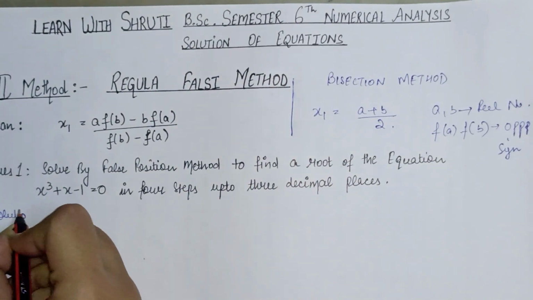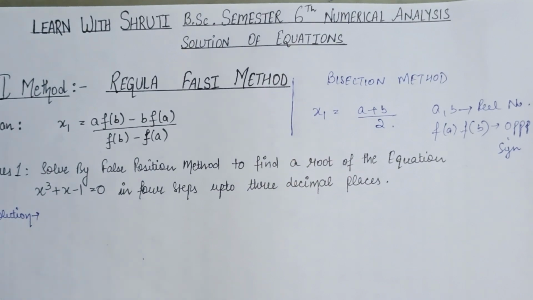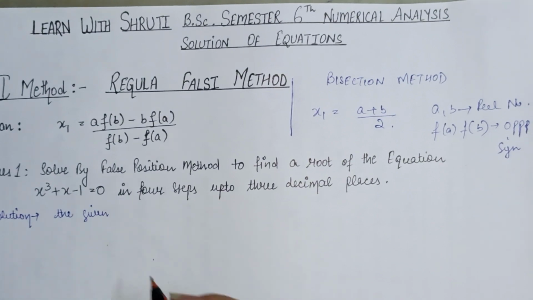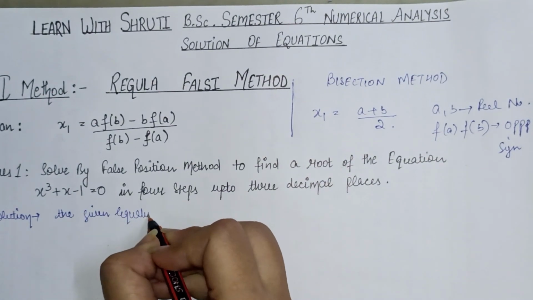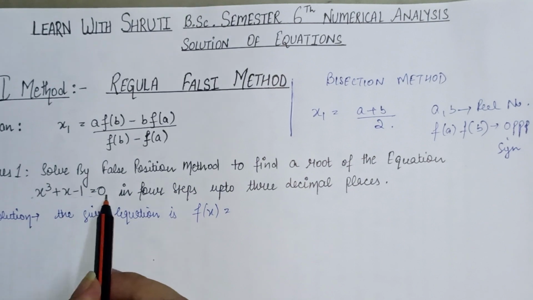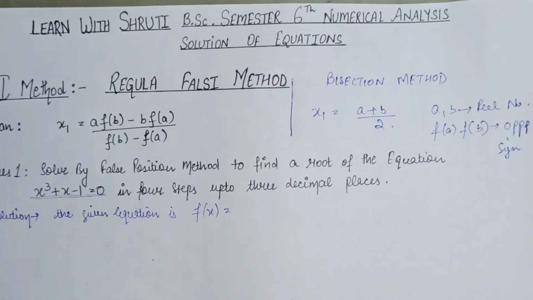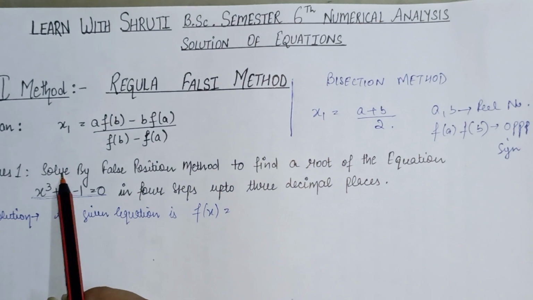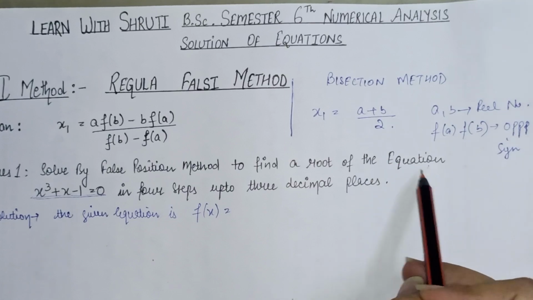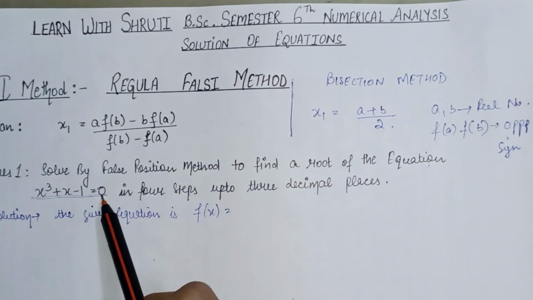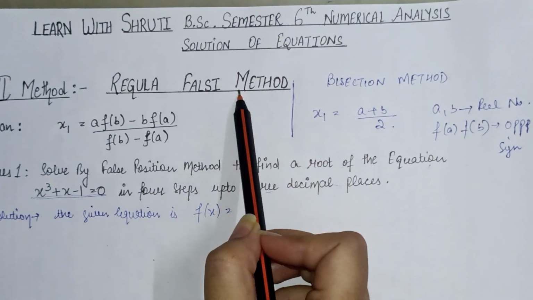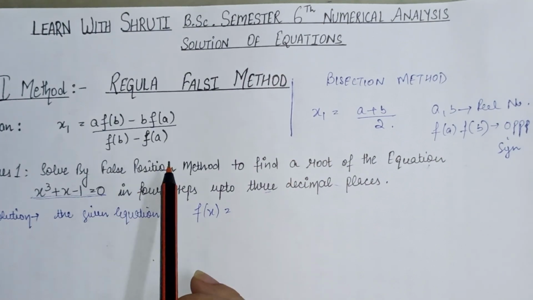Solution. The given equation is f of x. We can write this equation. So in the question they said: solve by the false position method to find the root of the equation x cube plus x minus 1 is equal to 0 in 4 steps up to 3 decimal places. So Regula Falsi method or false position method is the same.